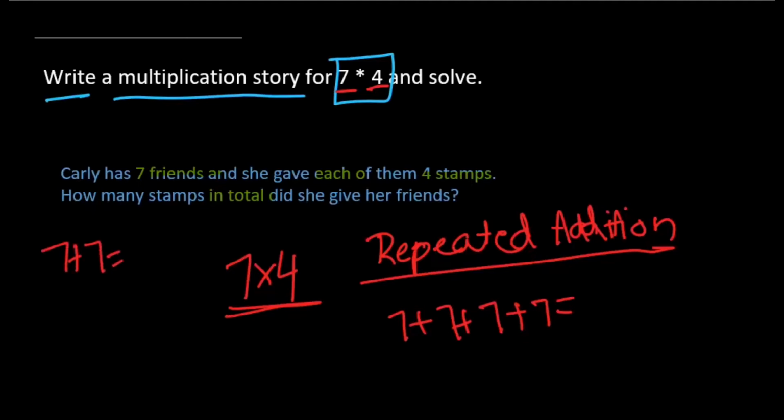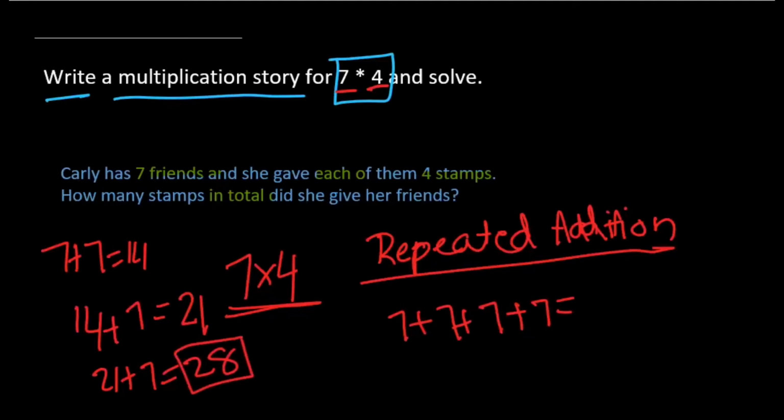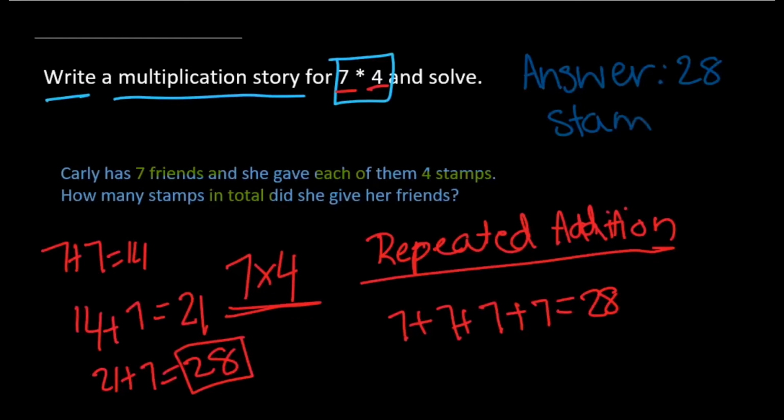7 plus 7 equals 14. 14 plus 7 equals 21. 21 plus 7 equals 28. So 7 times 4 is equal to 28. Our answer is 28 stamps. She gave her friends 28 stamps in total.